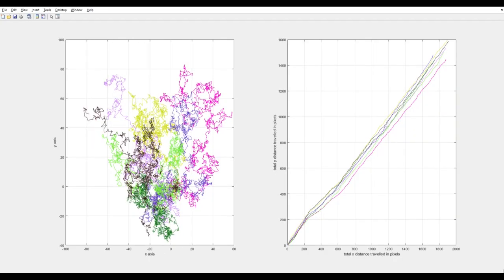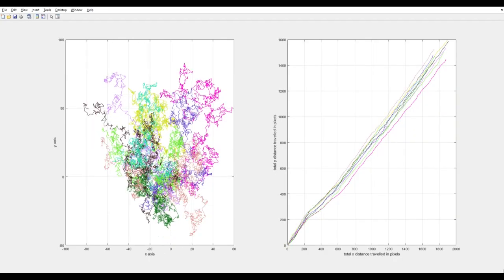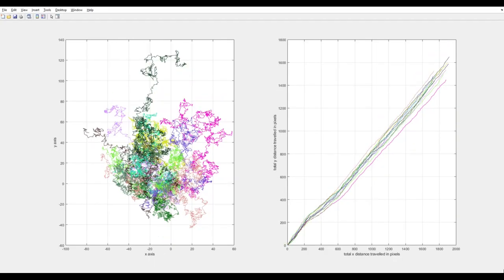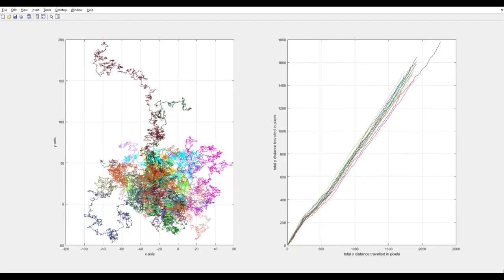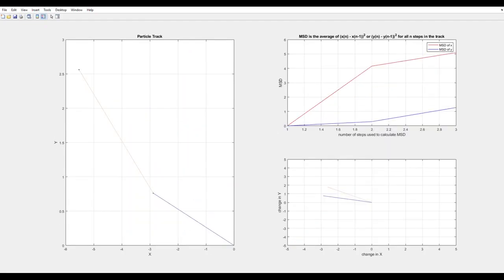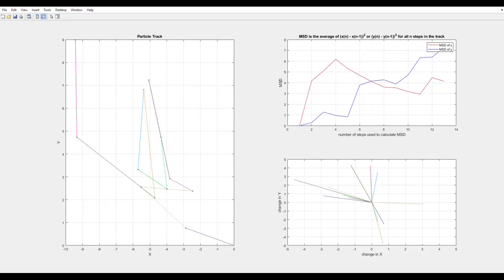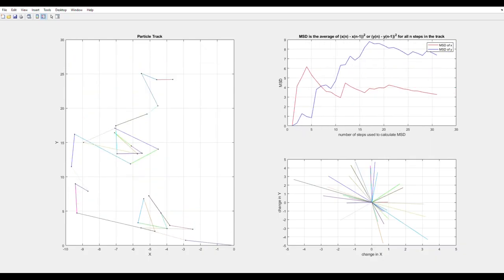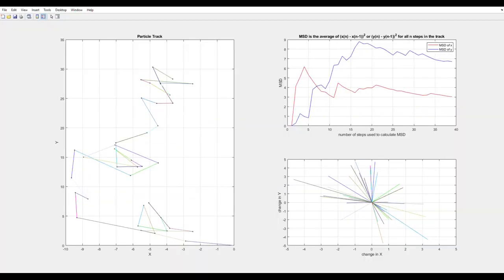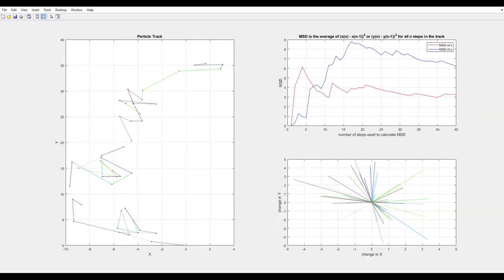You can calculate the total distance traveled in each step in the x and y direction, and although the particles are moving in very different trajectories, the total distance they have traveled in the x or y axis is remarkably consistent. Next, we had to calculate the mean square displacement, or MSD. MSD is the key value measured experimentally needed for Einstein's equation.